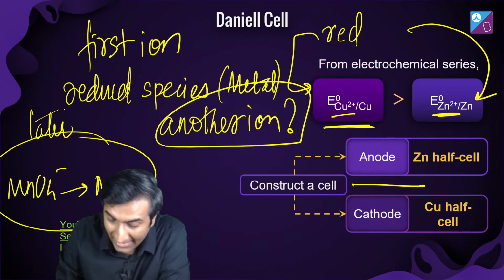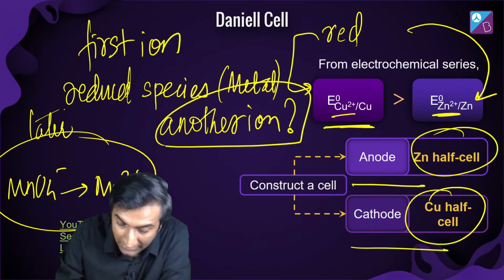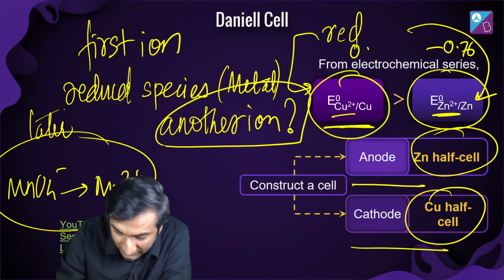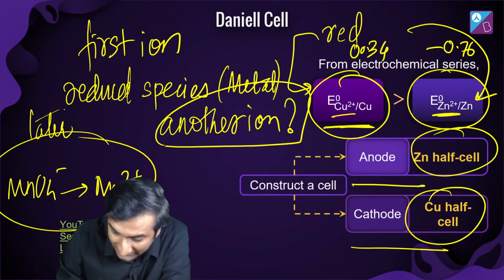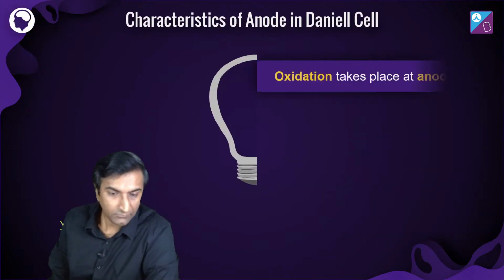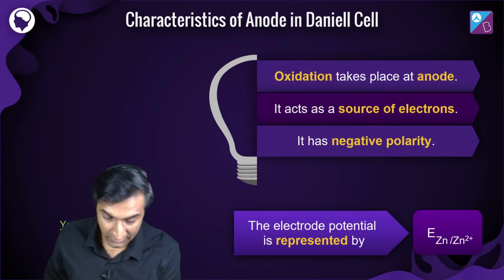खैर, anode is going to be zinc half cell, cathode is going to be copper half cell. How? Because of this. This is negative 0.76, this is 0.34. So only if I make this the anode will this have an E naught that is positive. Only then. ठीक है? Yes, we will teach, absolutely. पढ़ाएंगे, क्यों नहीं पढ़ाएंगे, रुद्राक्ष जी.